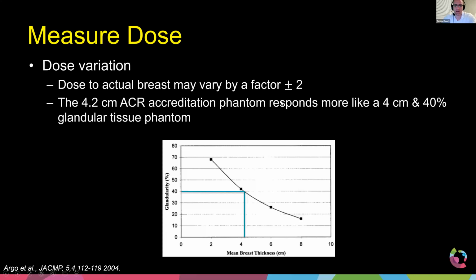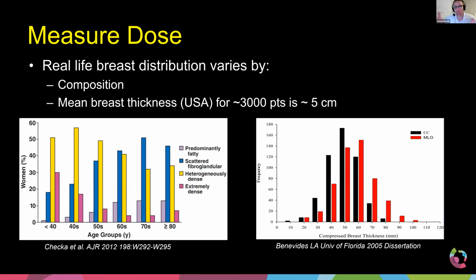Now that ACR phantom that we use is pretty standard internationally. The IAEA, here in the US, of course, and in Europe, they have theirs too. But that 4.2 centimeter breast, when you compare that to the patient population out there, only represents about a 40% glandularity. So the phantom itself mimics 50, but what we're saying here is the patient population for a 4.2 centimeter breast is actually on average only 40% glandularity. So you see an example here of where the standard breast model doesn't actually match up with reality. So what is reality?